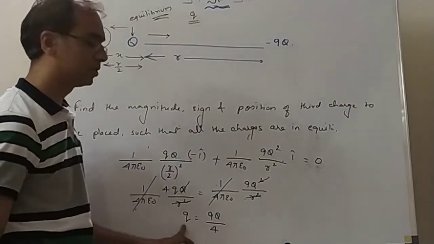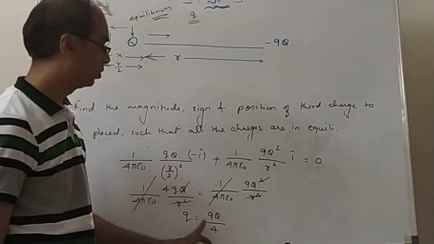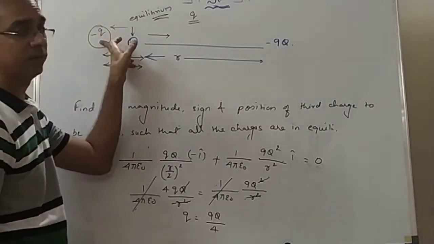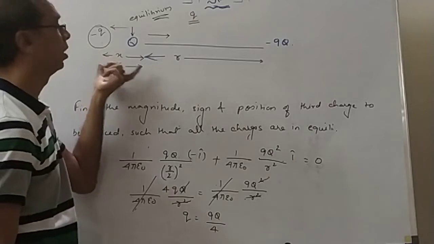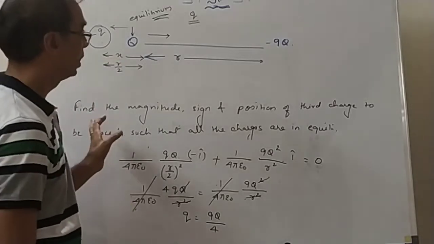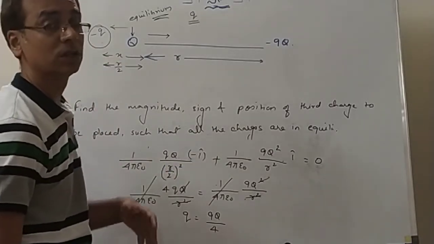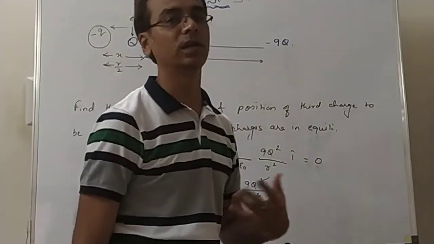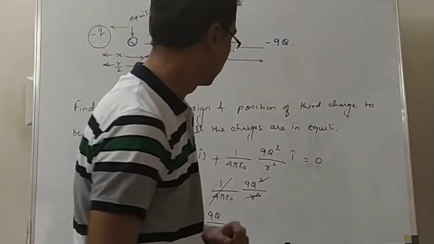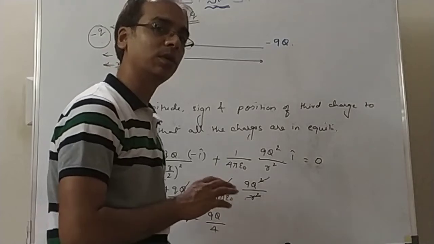Have we got the magnitude of small q? Yes, 9q by 4. What is the sign? We got it, it is a negative. What is its position? R by 2. So this is the kind of question in which all the three charges have to be found such that they are in equilibrium.